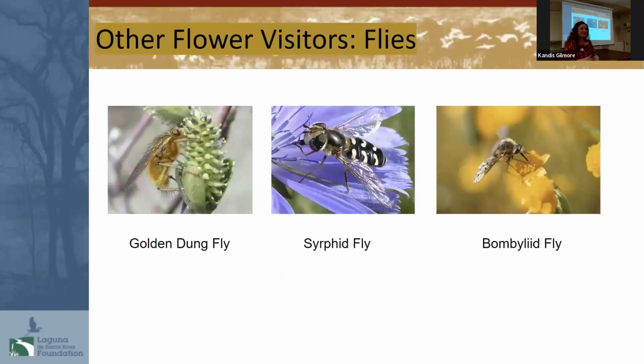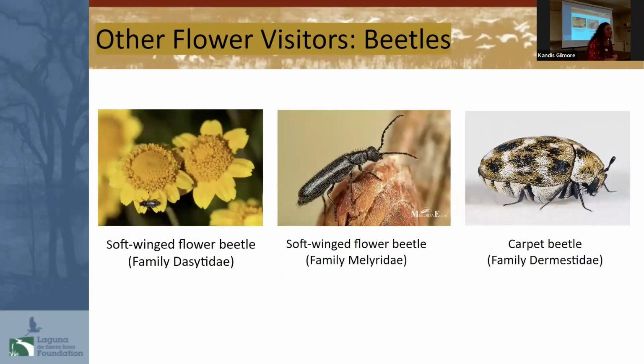Other flower visitors that like to visit these vernal pool flowers are golden dung flies. There tends to be a lot of cows grazing around, and their dung is where the flies lay their eggs and have their larvae. In the meantime, they're going around getting snacks and perching on flowers. I've seen golden dung flies on them a lot. Syrphid flies and bombyliid flies were a lot of their visitors. Also, small little beetles tend to visit them.